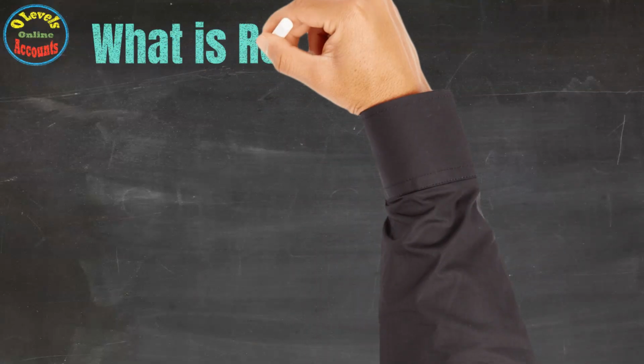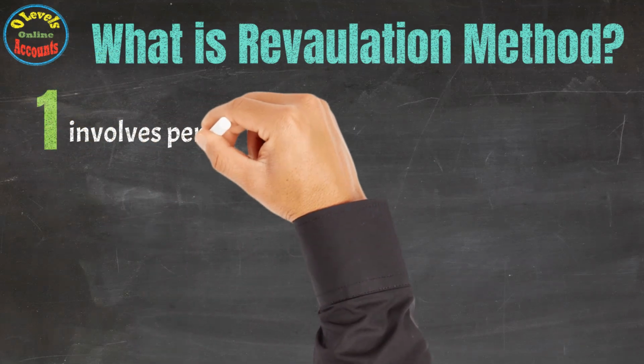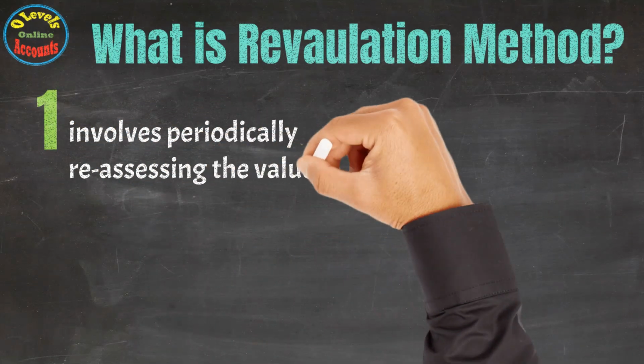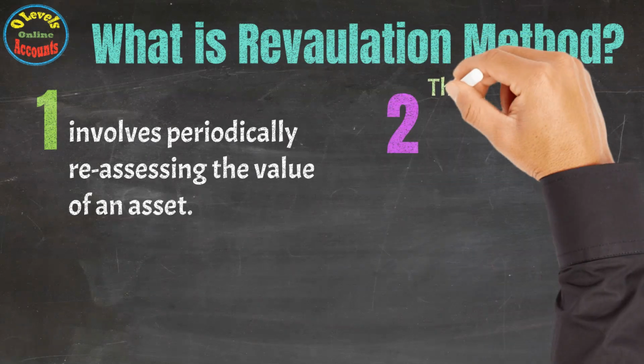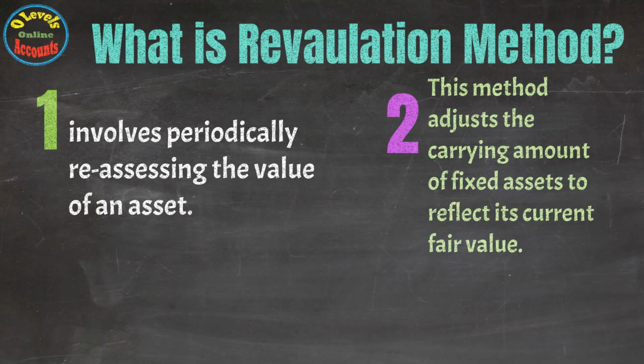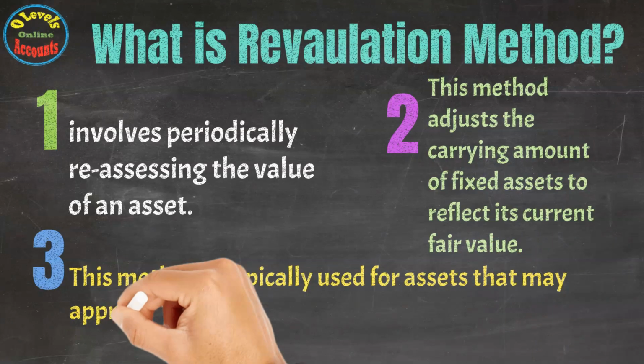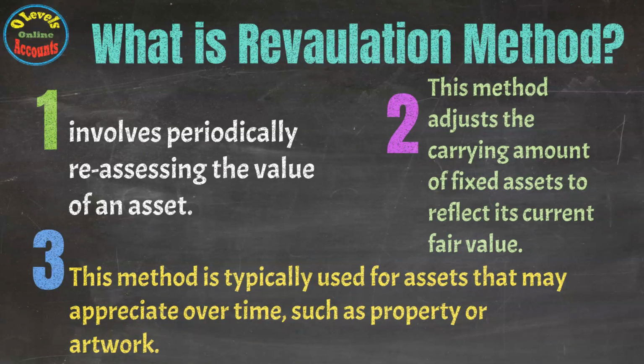The main tip we need to discuss is, what is the revaluation method? There are three major tips. The first one is, it involves periodically reassessing the value of the fixed assets. Secondly, this method adjusts the carrying amount of fixed assets to reflect its current fair value. Finally, it is typically used for assets that may appreciate over time, such as property or artwork. Let's move to the next tip.